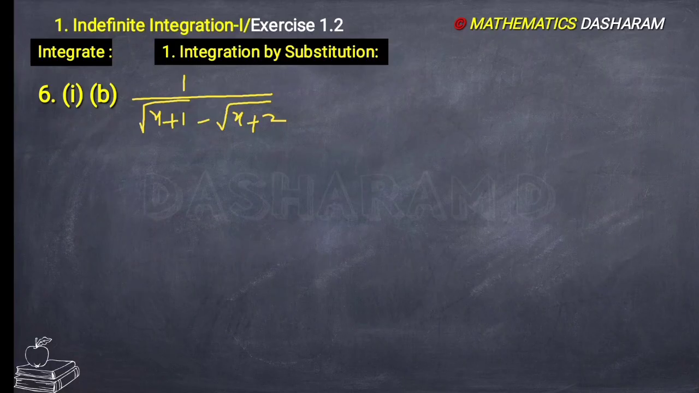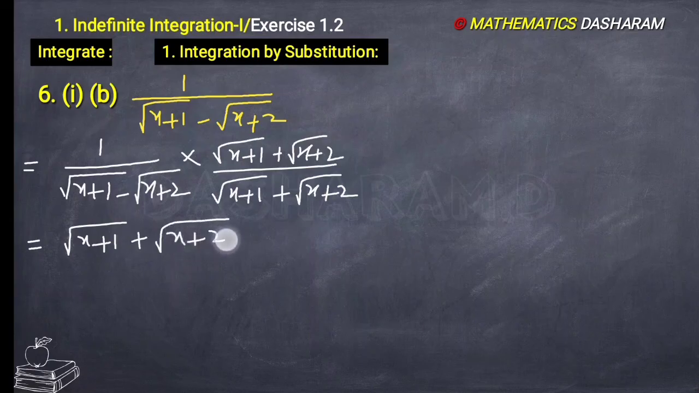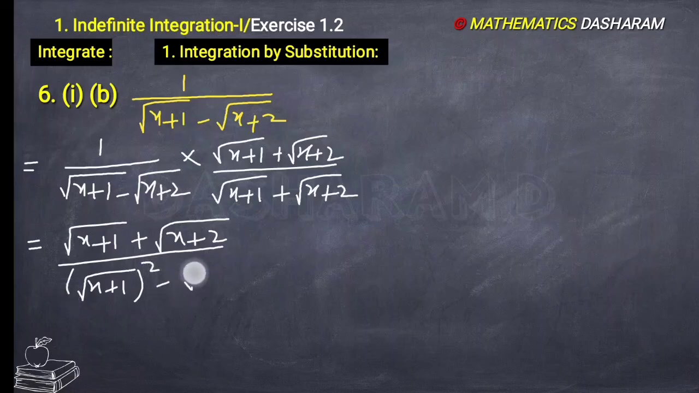B question, 1 by root(x+1) minus root(x+2). So here multiply and divide with root(x+1) plus root(x+2). So then it is equal to root(x+1) plus root(x+2), and apply the (a plus b) into (a minus b) formula, that is a square minus b square. So root(x+1) whole square and root(x+2) whole square.